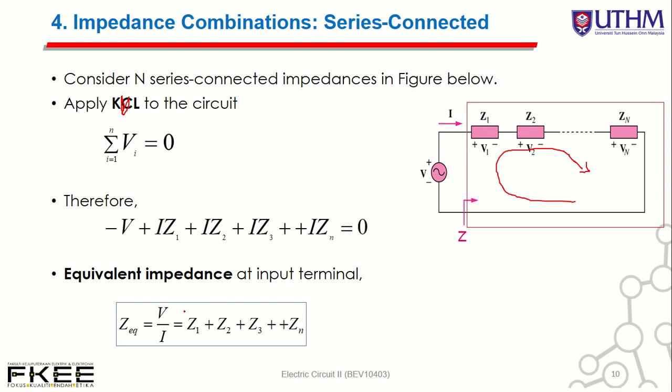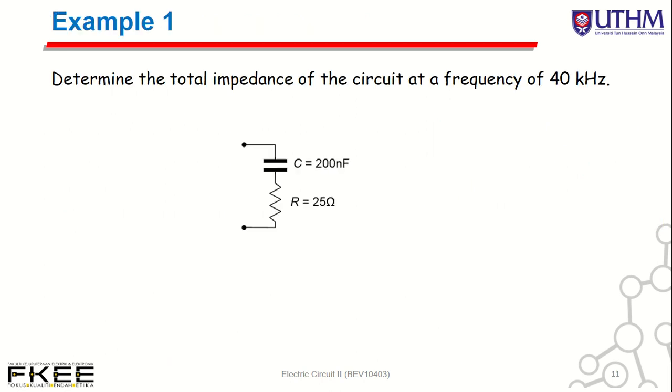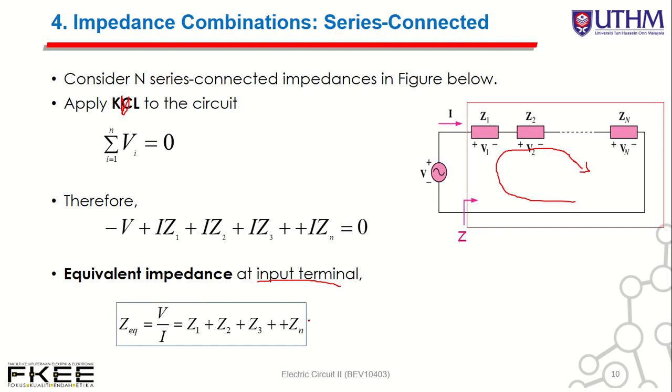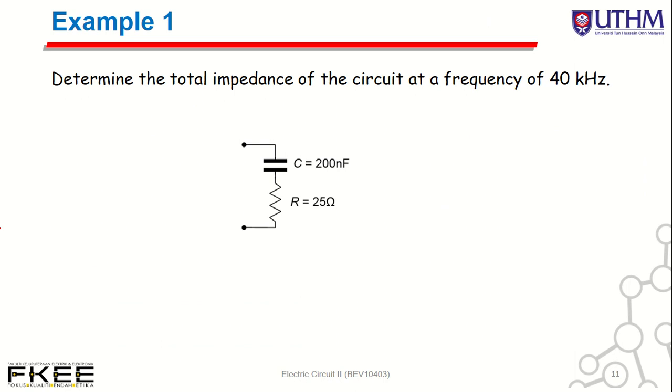So the equivalent impedance at the output terminal, the impedance Z seen from the input of the terminal, let's call it Z equivalent. We know that Z equals V over I, which is the summation of Z1 plus Z2 plus Z3 until Zn, in series. This is a series connected circuit. Okay, so look at example number 1.